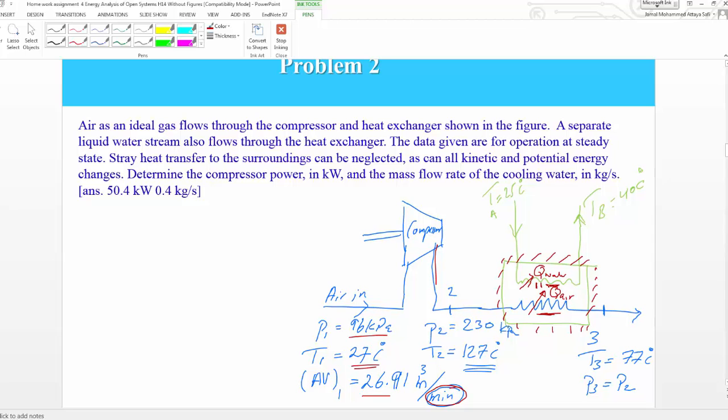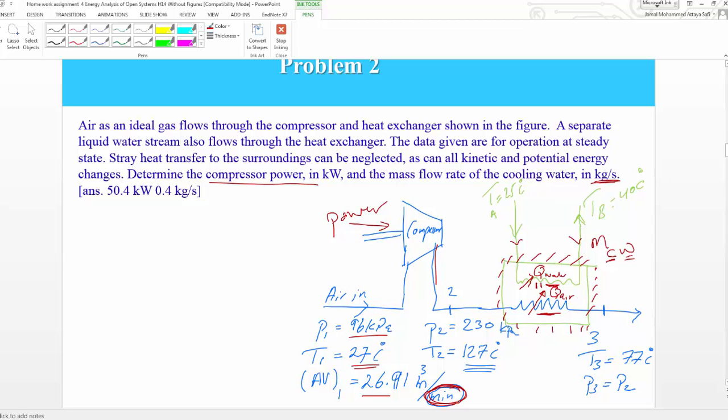And then the problem is asking, if you neglect kinetic and potential energy changes, you need to find the power of the compressor, the input power in kilowatt, and you also need to find the mass flow rate of the cooling water. I will call it mass of cooling water, just to make it different from the mass flow rate of the air, in kilojoule per second. He asked for kilojoule per second, and this is why the minute here can complicate things if you're not aware.